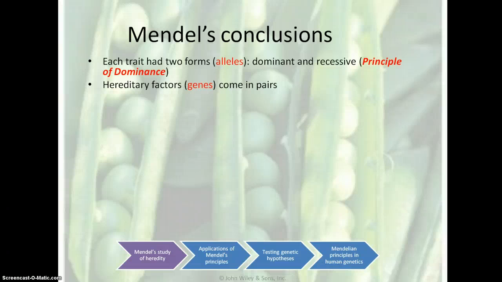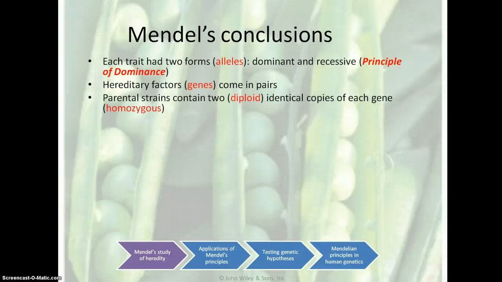Secondly, he concluded that hereditary factors, which we now know are genes, come in pairs, which means that each individual organism has 2 genes. And the way that those individuals get those 2 genes is one from each parent. So he concluded that the parental strains contain these 2 identical copies of each gene. Because they were true breeding, he found that they were homozygous. Not that he used that term at the time, but they were homozygous, meaning that the parental strains had 2 identical copies, or 2 identical alleles, of each gene. And because they had 2, we now know that means they are diploid.